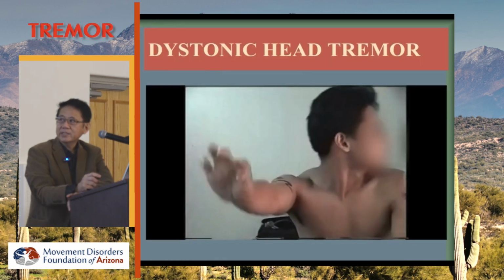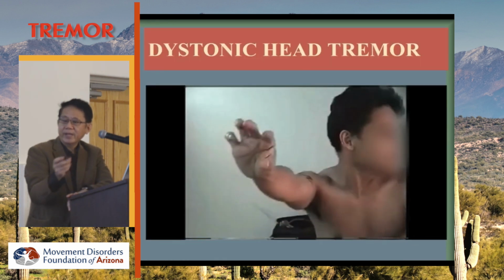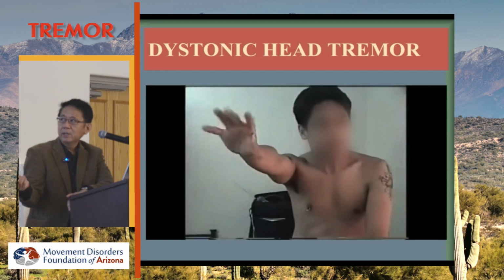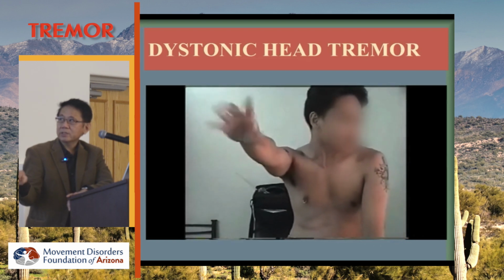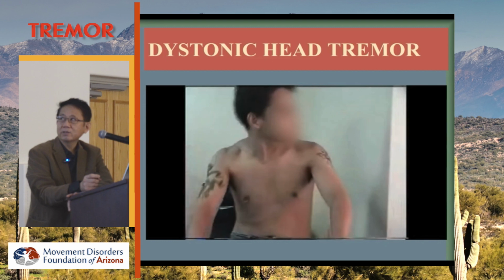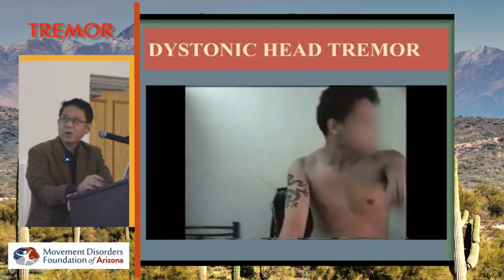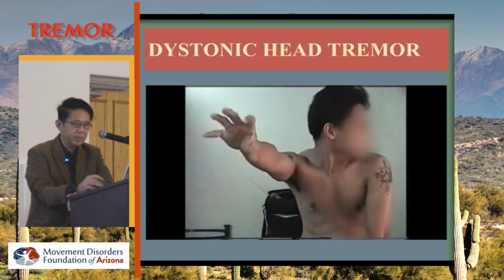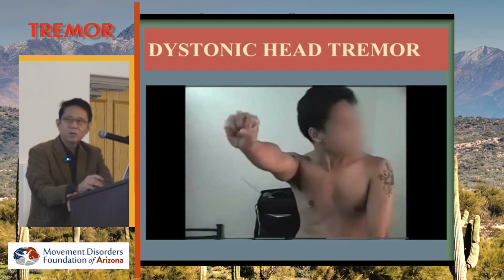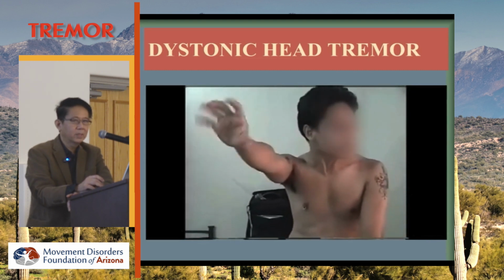And then you see this individual with turning of the head towards the left. It's involuntary. And you also see the head tremoring to and fro horizontally. So this is called a dystonic head tremor. It is a tremor in a part of the body that has dystonia. Dystonia refers to spasming or twisting or turning of a body part.